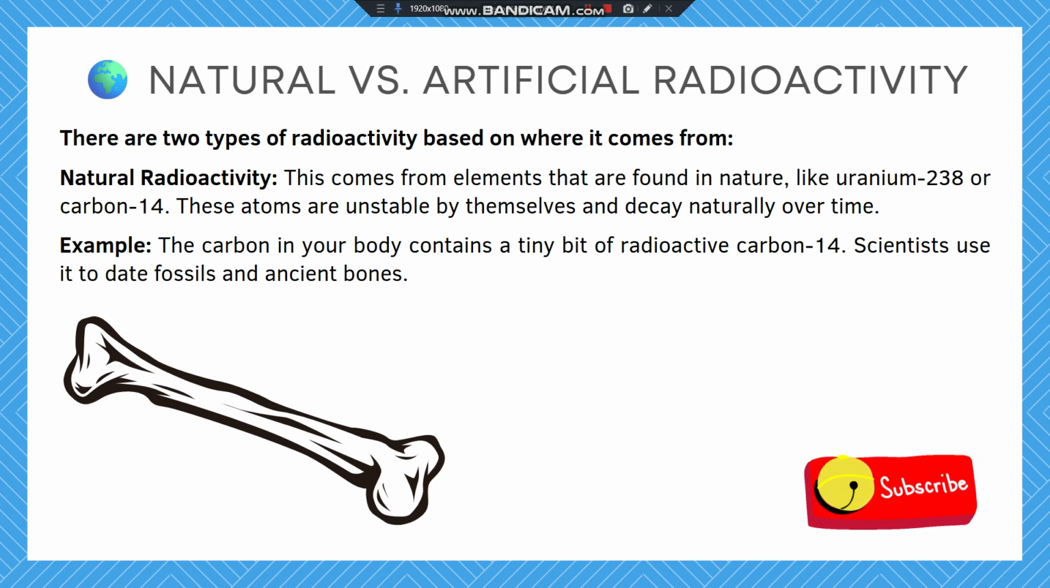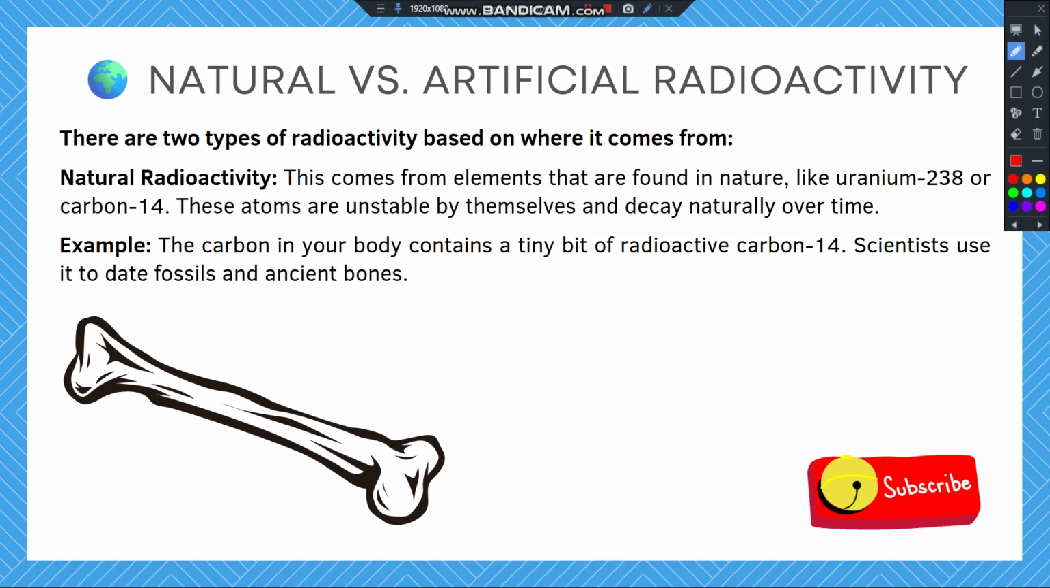So now that we have talked about the history of radioactivity, let's talk about the kinds of radioactivity that we have. That brings us to the concept of natural and artificial radioactivity. There are two types of radioactivity based on where it comes from. Radioactivity can be gotten from two sources. First, natural radioactivity, which is the radioactivity proceeding from elements that are found in nature. For example, uranium with the mass number 238, or carbon with the mass number 14.